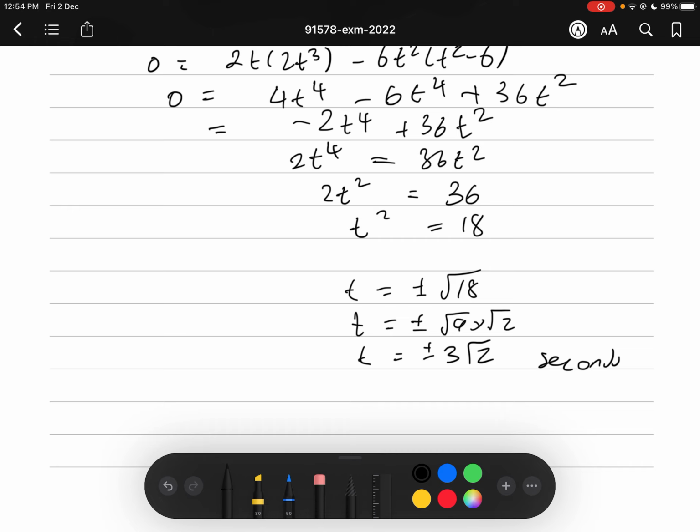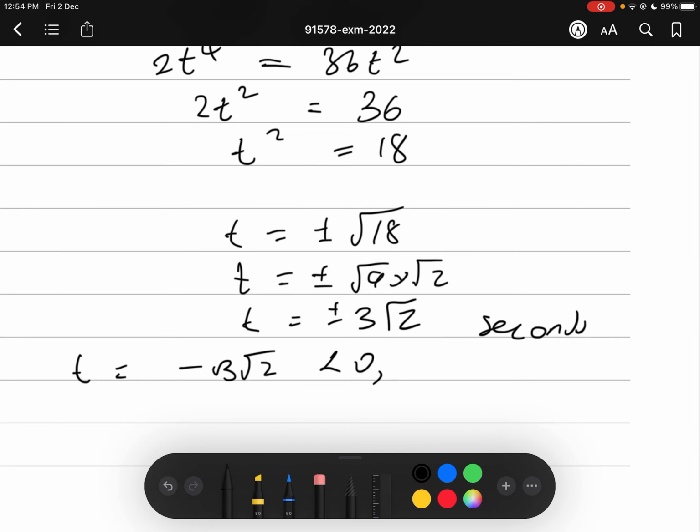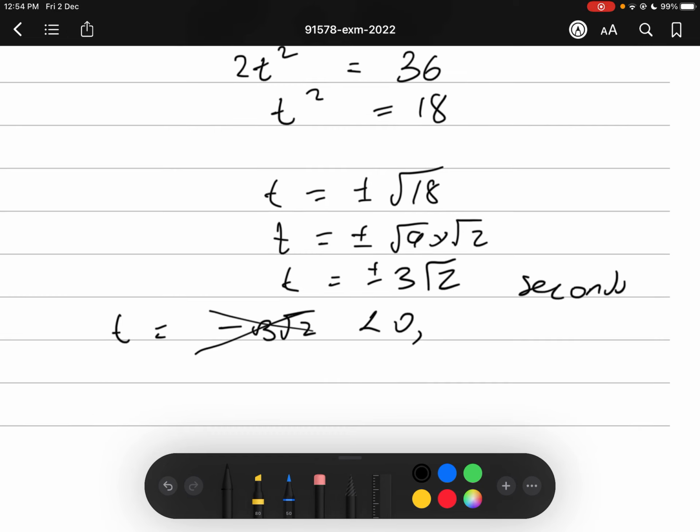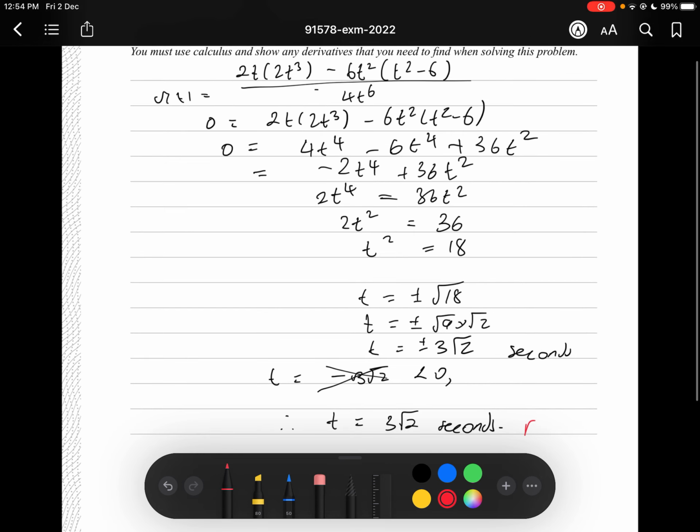However, notice that t equals negative 3 root 2 does not make any sense. That's smaller than 0, and we say that t is greater than 0. So we're going to exclude this as a solution. Therefore, t equals 3 root 2 seconds. And that should be a merit level question if you can find the correct answer. And usually, if you can find a correct expression for the velocity, so the derivative, that should be achieved.